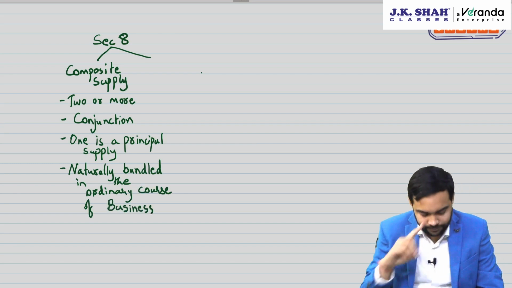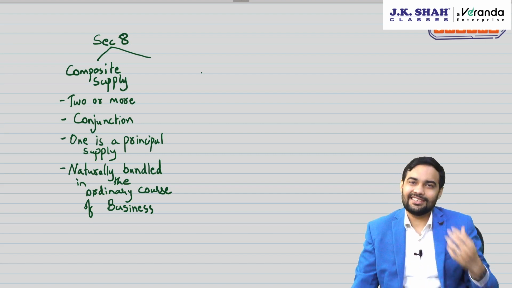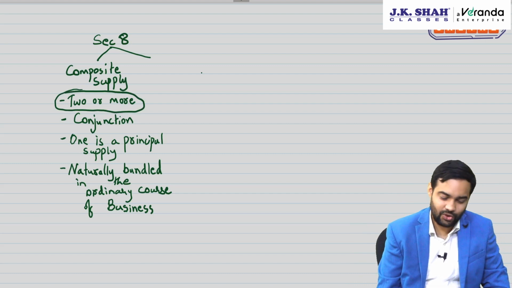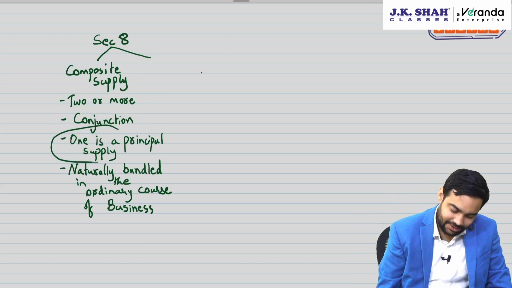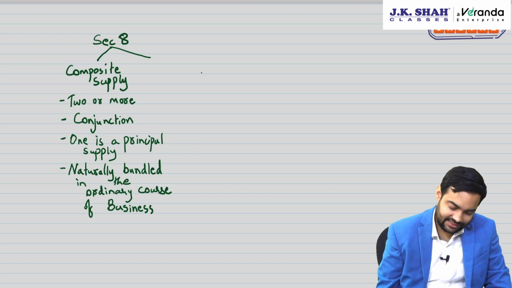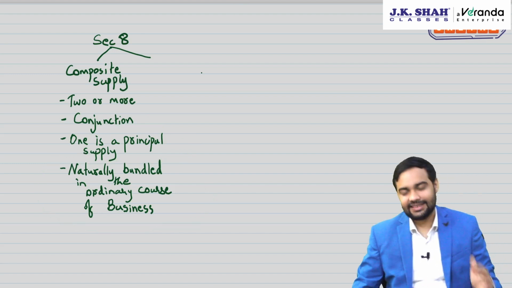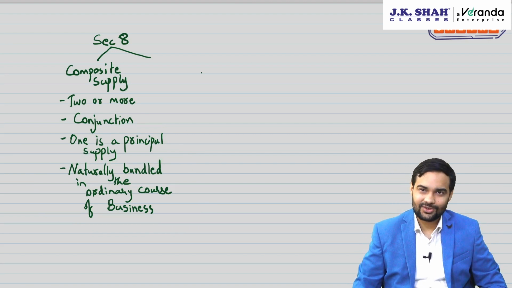Now, suppose we talk about coaching classes with books. Coaching classes with books is two or more supplies in conjunction. What is the principal supply? Coaching classes. Is it naturally bundled in the ordinary course of business? Yes. What do we mean when we say naturally bundled in the ordinary course of business?